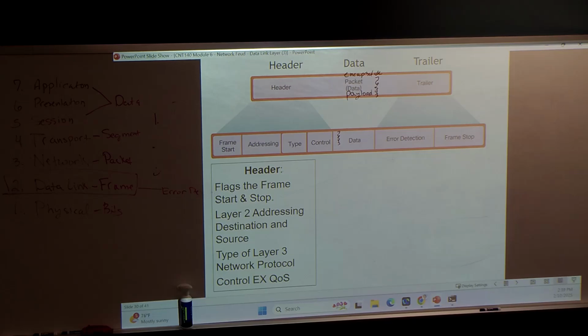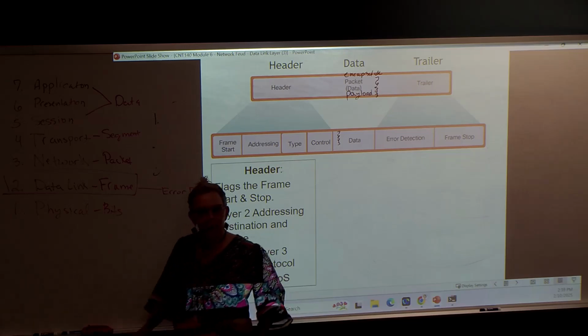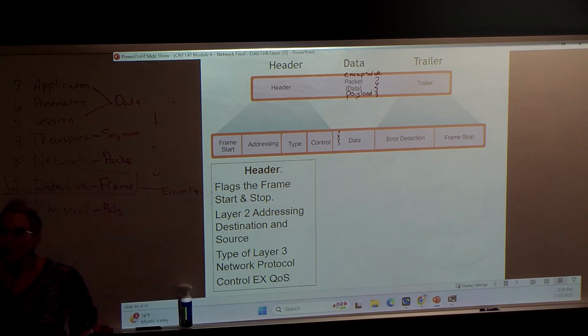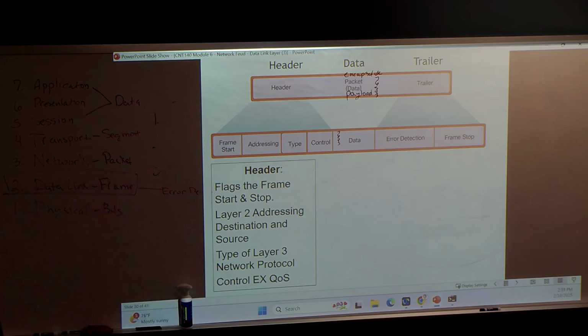Why is the destination MAC address listed before the source MAC address? Raise your hand. We'll see. Hold on, Austin. So think that question through. Why might the destination address be listed before the source address?